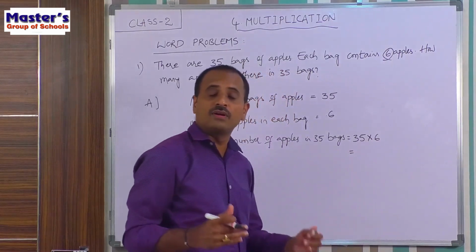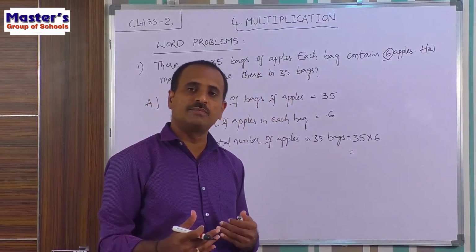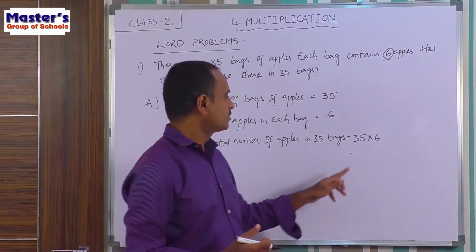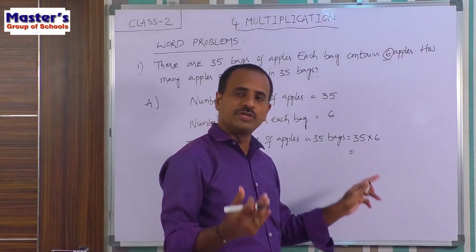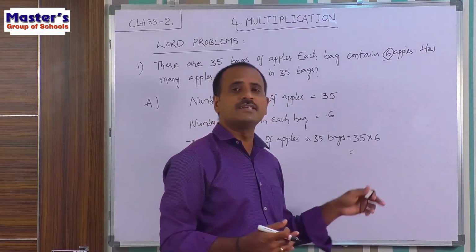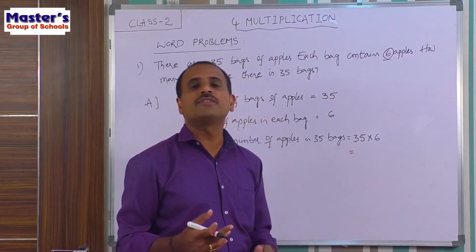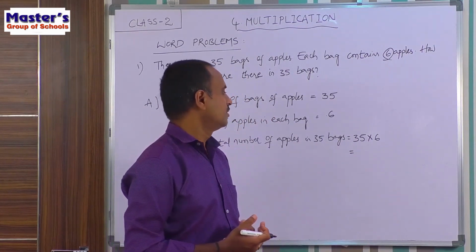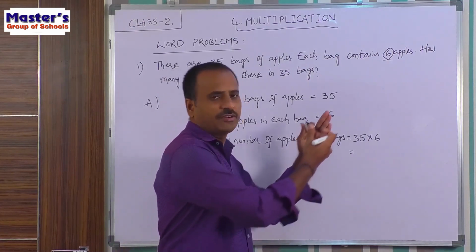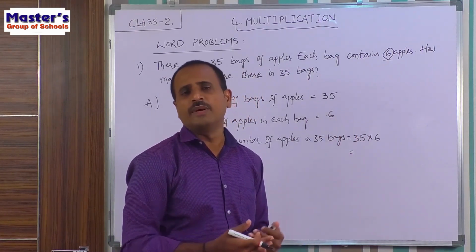So already we have learned the multiplication of a 2-digit number with a 1-digit number. So here 35 is a 2-digit number and 6 is a 1-digit number. Now we have to multiply the 2-digit number with the single-digit number. So do the multiplication thereafter. So how to do the multiplication?